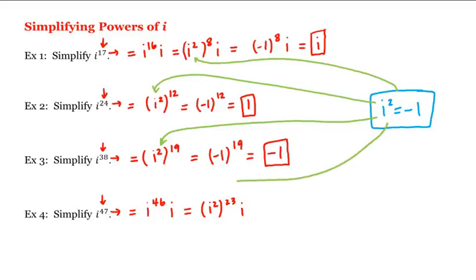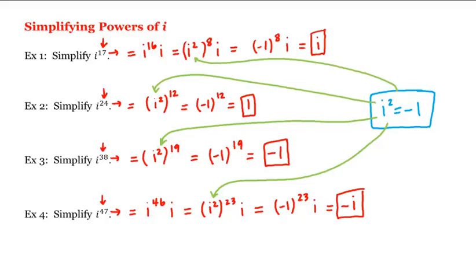And again, using the fact that i squared is equal to -1, gives us that this is equal to -1 to the 23rd power times i. And -1 to the 23rd power is equal to -1. So this is equal to -i.